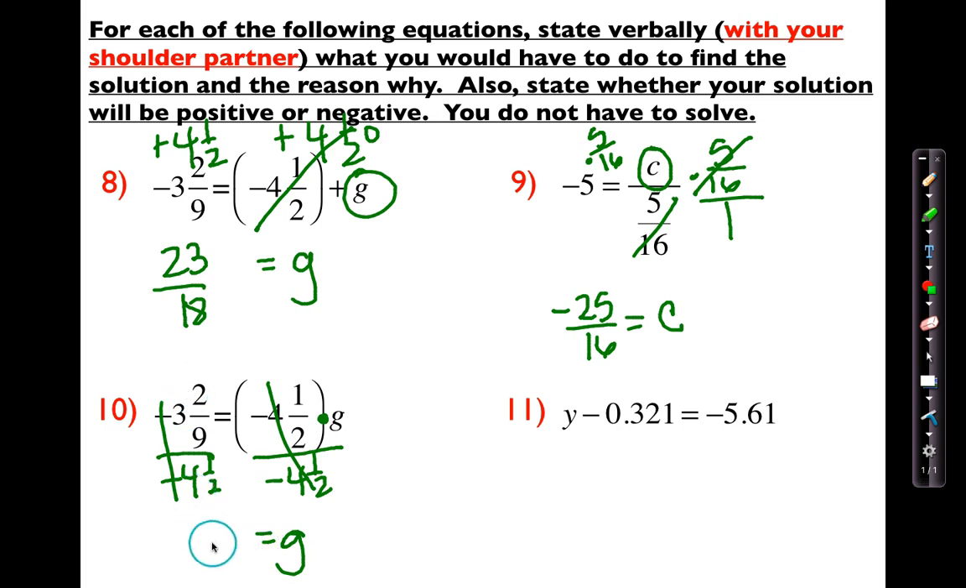If you divide these two fractions, and the order does matter because division does not have a commutative property, you should end up with 58 over 81.